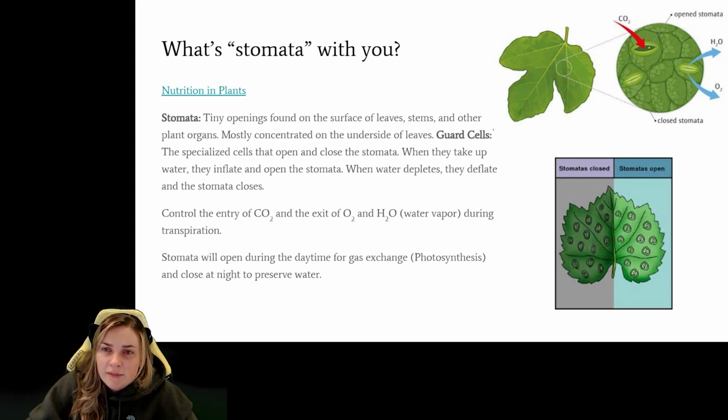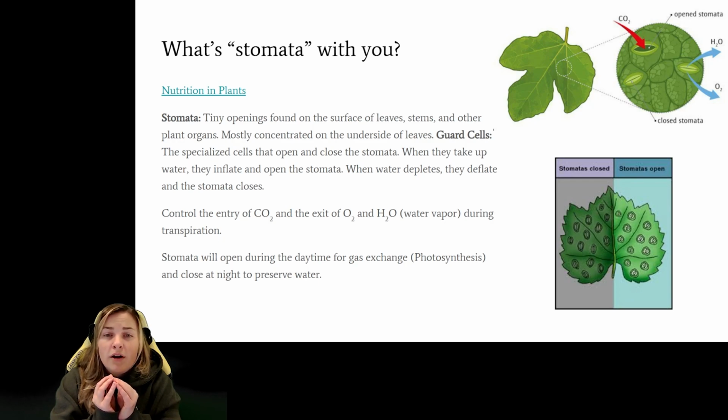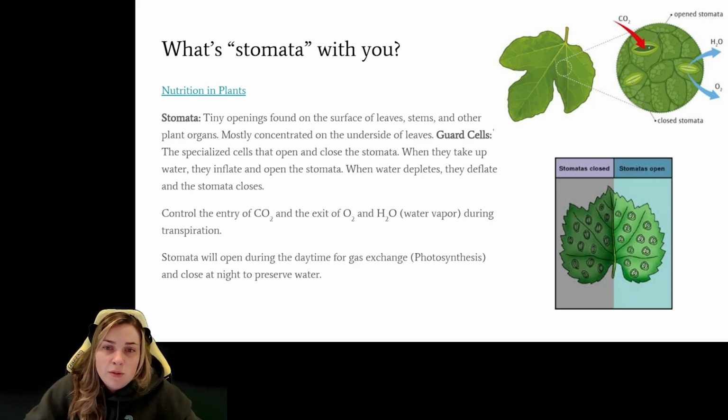So you think of them as like pool rings or like inflatable tubes, right? These guard cells are specialized and they open and close at very specific times. So when they take up water, the water fills those guard cells and they inflate. And as they inflate, they open the stomata. And then when water depletes and the plant needs to preserve its water reserves, they actually deflate and they flatten out and they close that stomata. So it's very cool how that mechanism works.